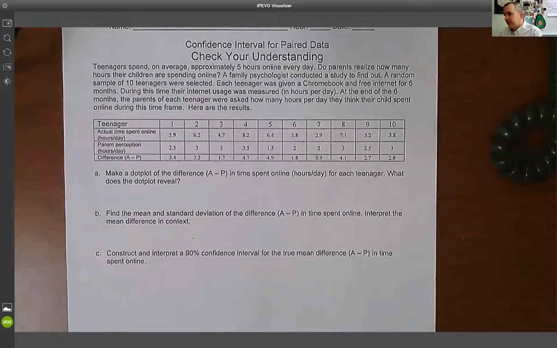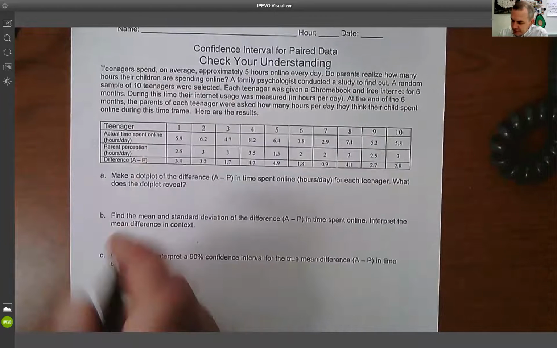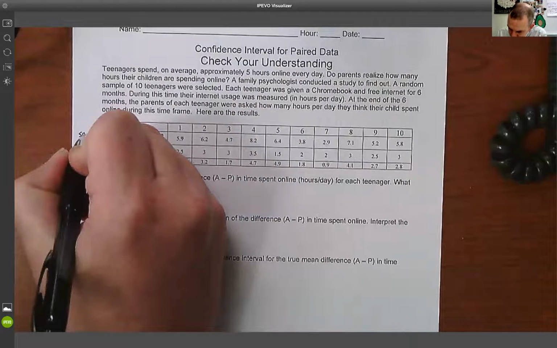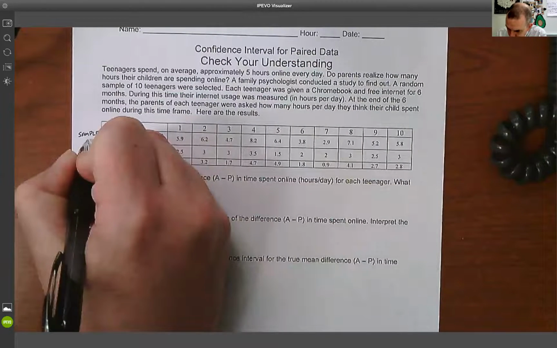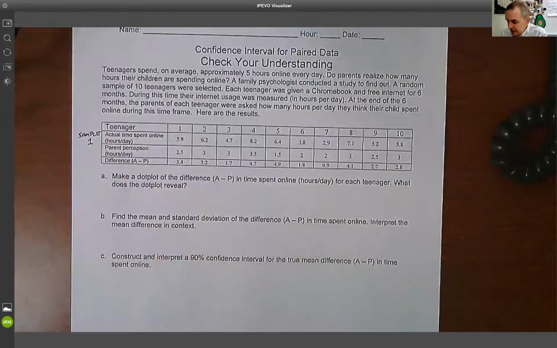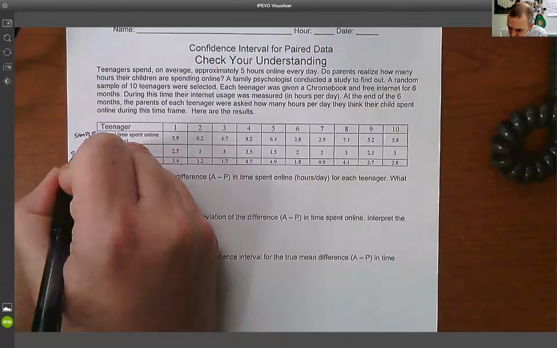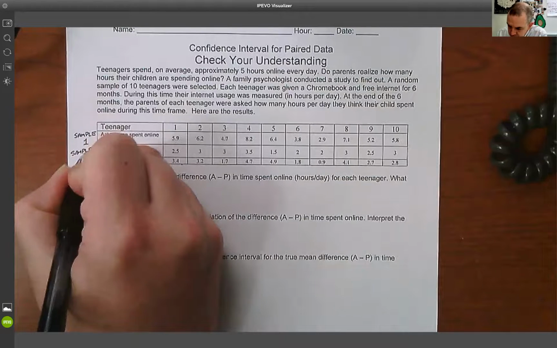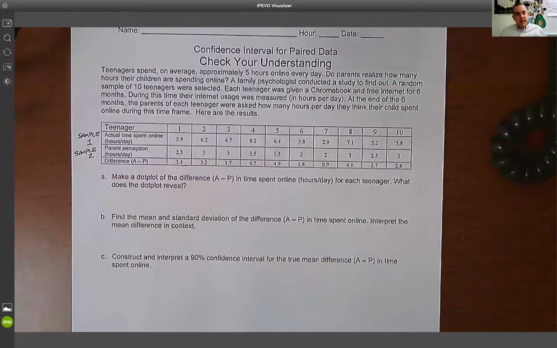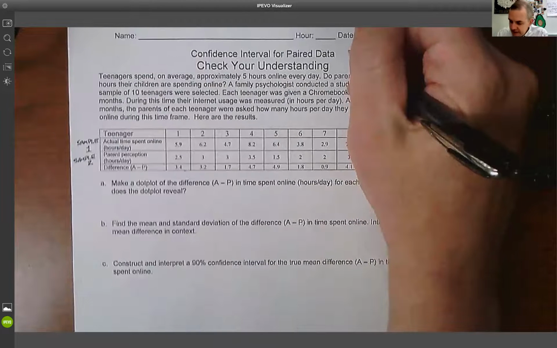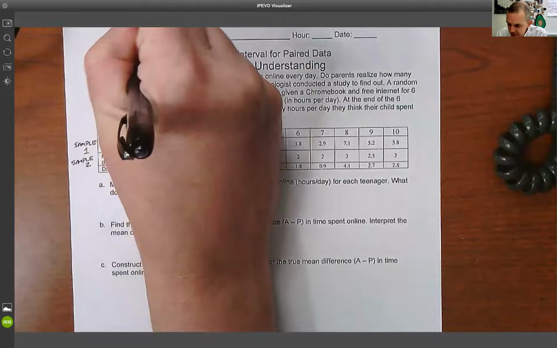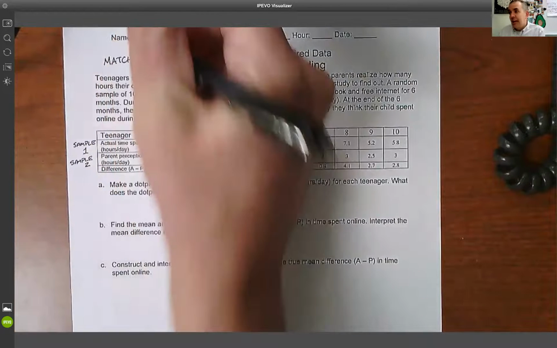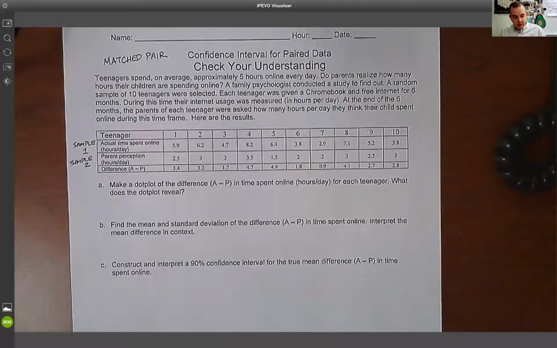So what ended up happening is, first line, this is our sample 1, and this is the actual hours that teenagers spend online. This is sample 2. Notice we actually do have two samples, but they have a pair to them. Oftentimes this is referred to as a matched pair. What it means is our samples have a way to link together.